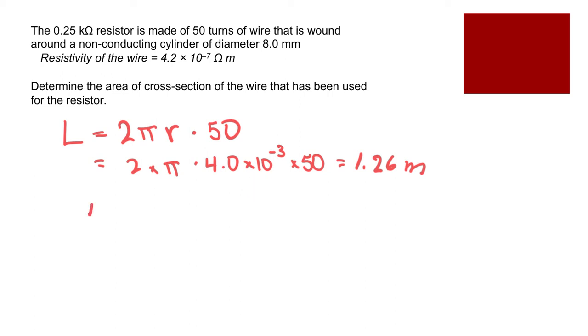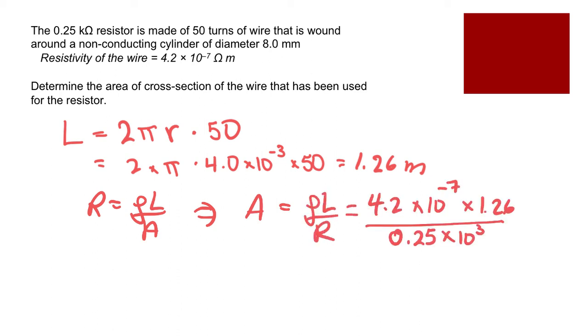Next, let's take our equation and move it around to get area, and plug in our numbers. Again, notice that 0.25 is kilo ohms, so I have to put it into ohms. And when I put this into my calculator, I'm going to get 2.1 times 10 to the minus 9 meters squared.